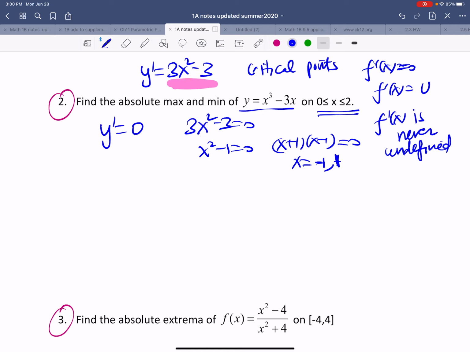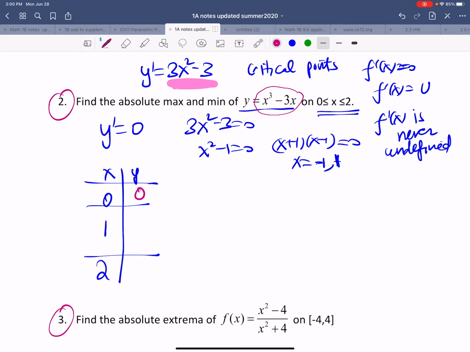Now we're only looking at the interval 0 to 2. So I'm going to forget about the -1 because that does not even lie in my interval. And why am I including the endpoints? Because the absolute max and min can occur at the endpoints. When x is 0, what is the y value? The absolute max or min, or global max and min, any extreme values, are going to be your y values. So find out what is the value of y when x is 0. When x is 0, y also comes out to be 0.